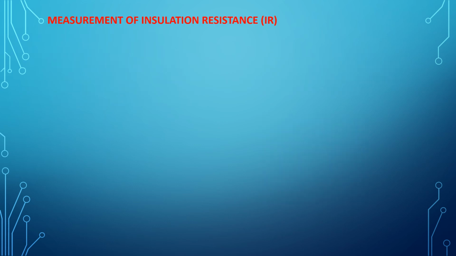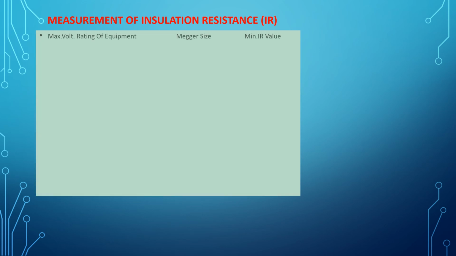So measurement of insulation resistance, IR, the IR test. So this is our value. So maximum volt rating of equipment, megger size, and IR value. For example, 250 volts, the megger injection with 500 volts, the result is 25 megaohms. So that 250 volts is the voltage rating of our equipment.